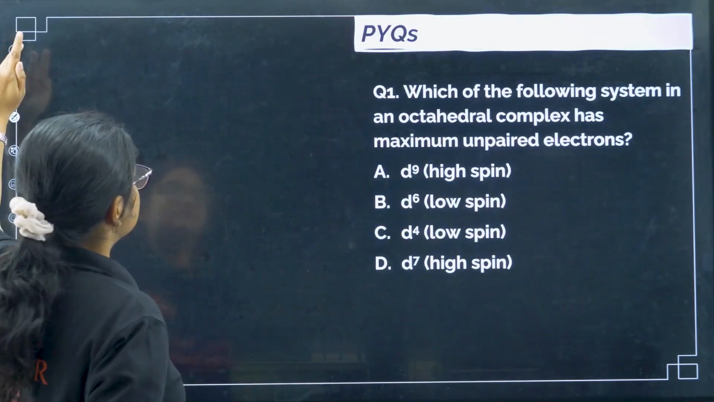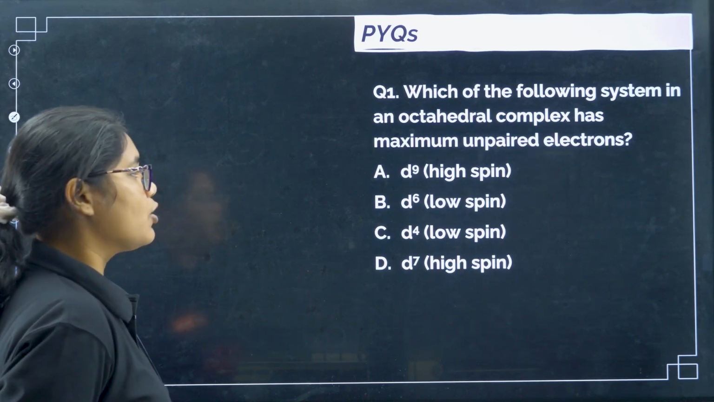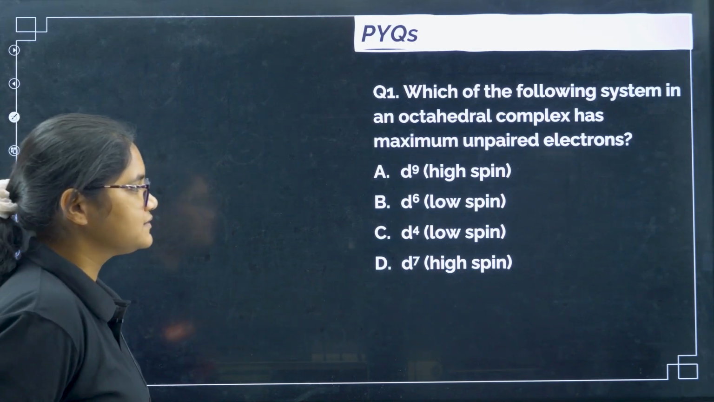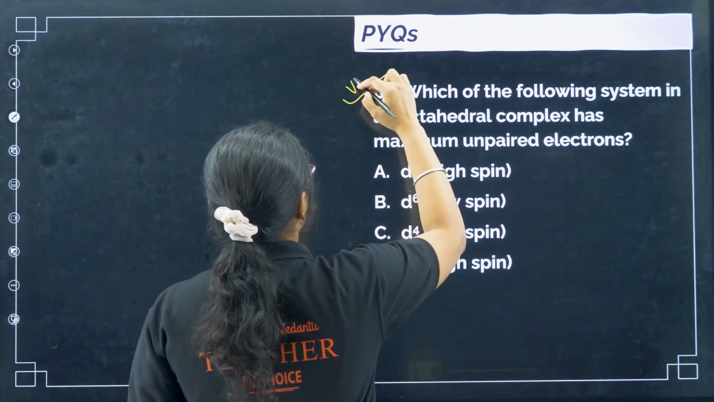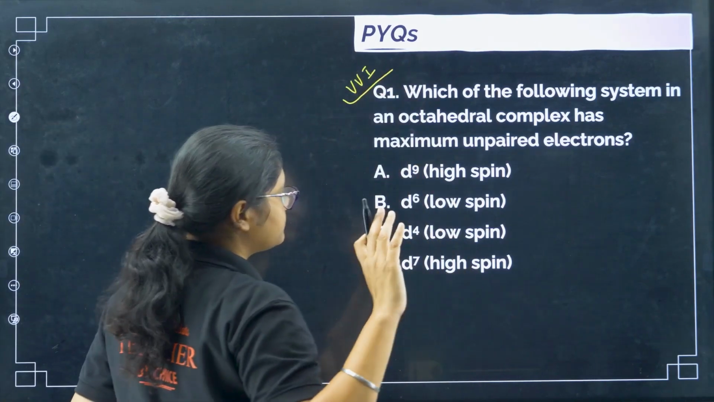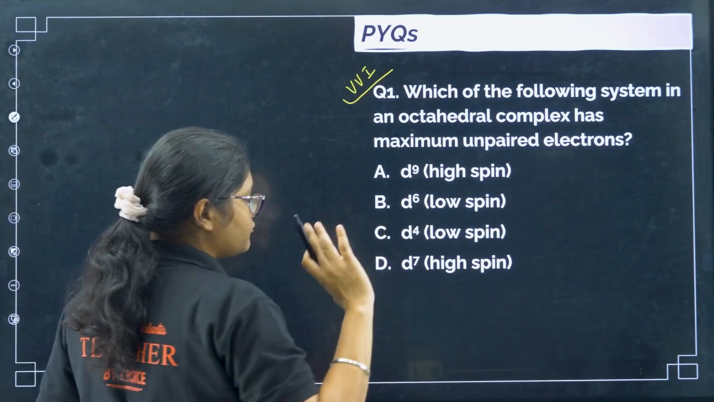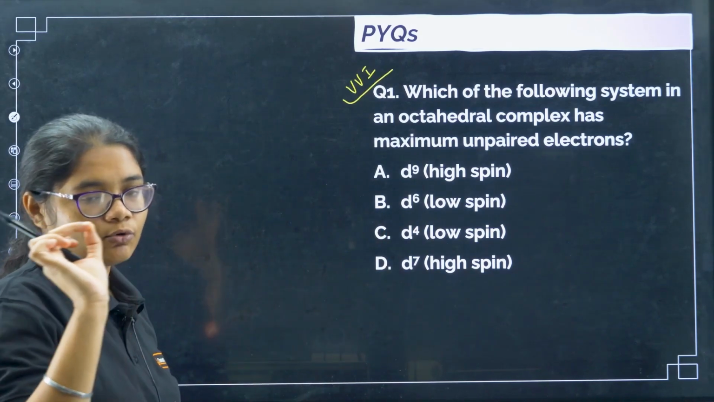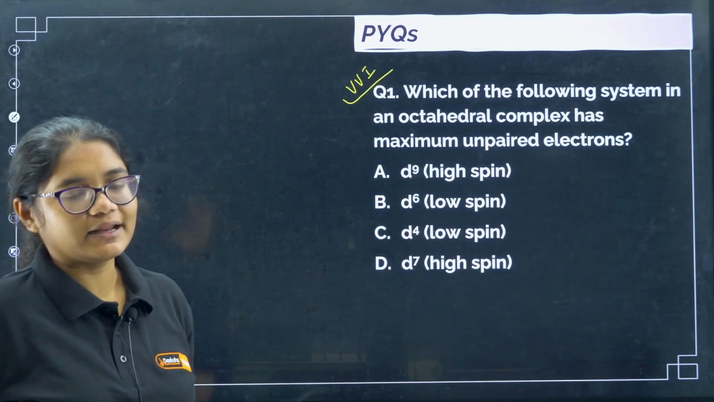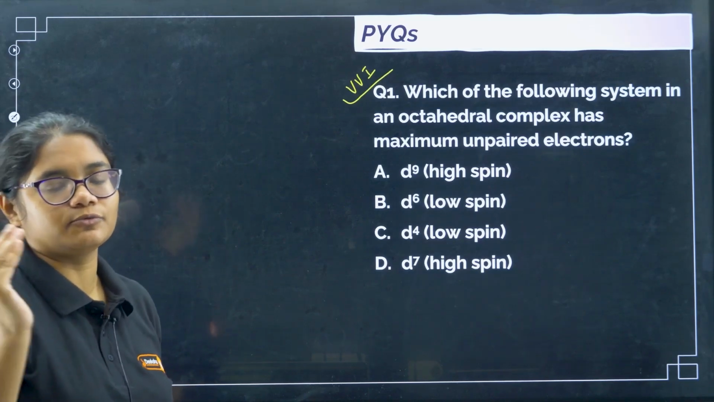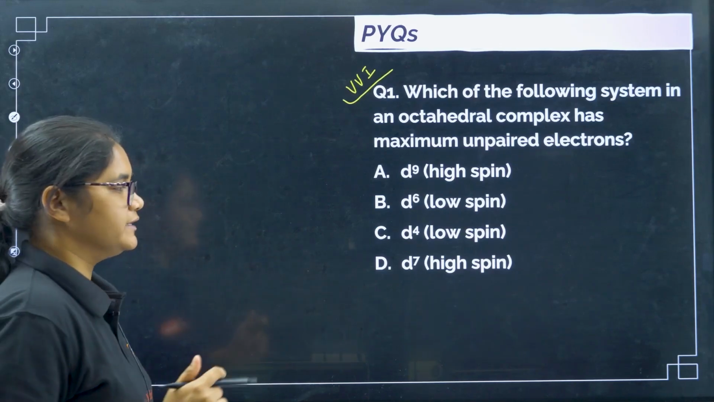Fine. Next we have some questions here. Which of the following systems in an octahedral complex has the maximum unpaired electrons? Very good question. Very important question. You should be very thorough with the electronic configuration. Now I told you the configuration will be different for D4 to D7. D1, D2, D3 and then D8, D9, D10 will have the same configuration, for both strong field and weak field ligand. So let us write down the configuration and revise.